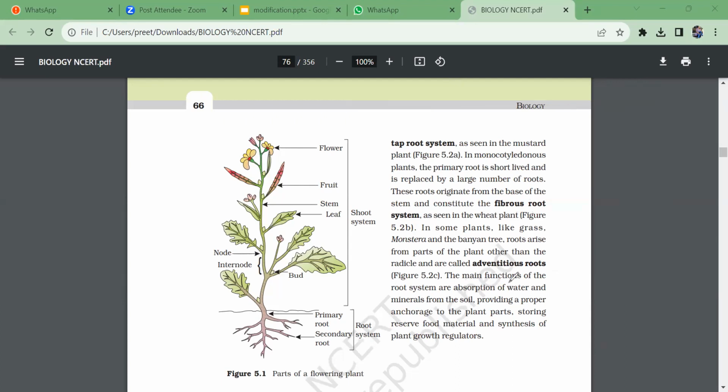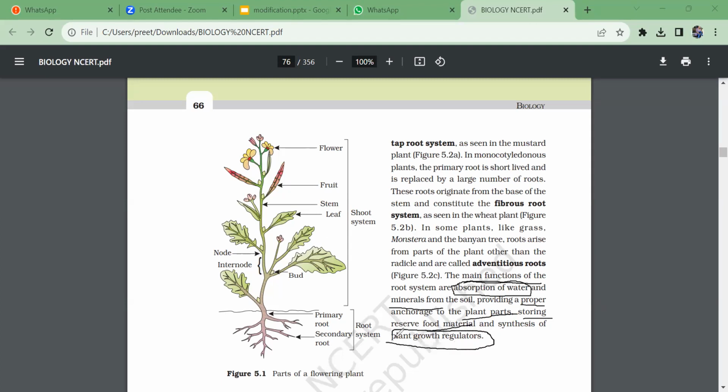Next, what is the main function of the root system? Absorption of water. Absorption of water is the main function of the root, right? Roots absorb water and minerals, and provide proper anchorage to the plants. Anchorage means it is giving support to the plant so that the plant doesn't fall. It also helps in storing some food materials and also synthesizes plant growth regulators.